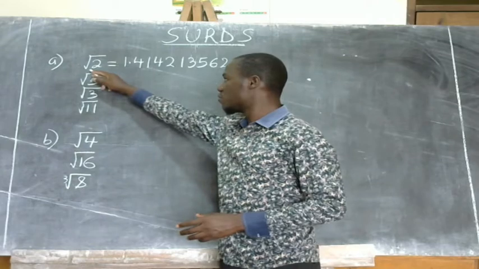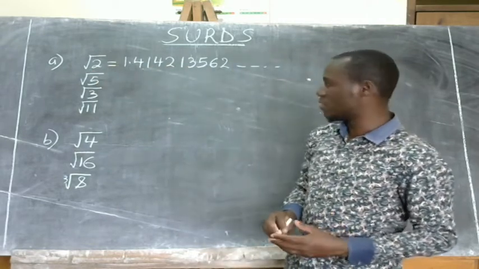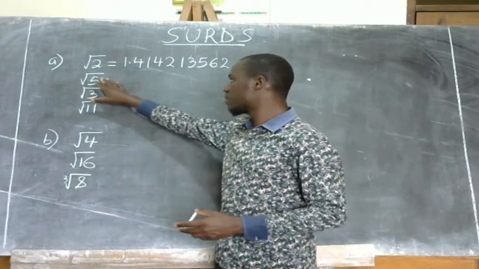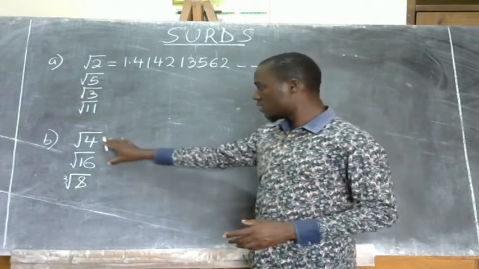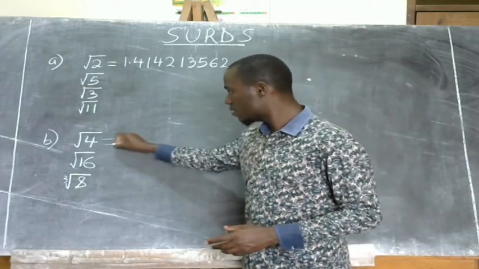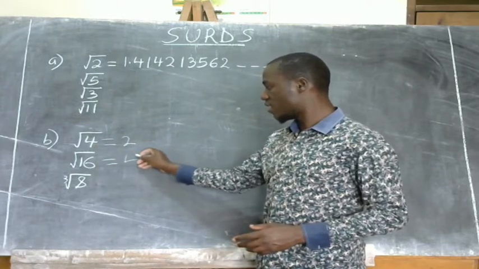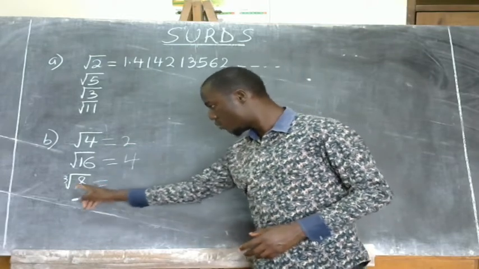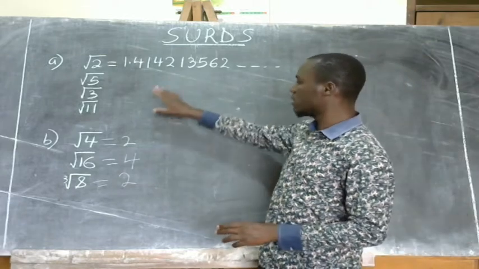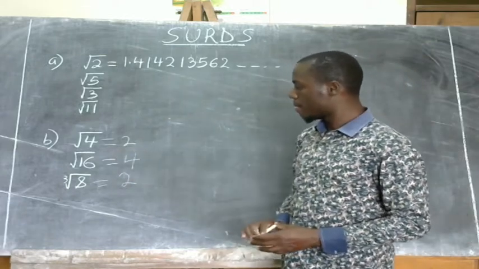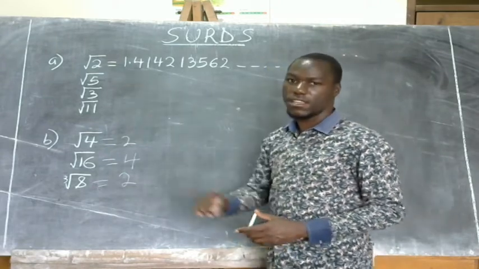When you try to get the root of 2, this is what comes to the display of your calculator. And also when you try to get the roots of these other numbers here. But when you try to get the square root of 4, it is 2, the square root of 16 is 4, the cube root of 8 is 2. So the numbers down here don't qualify to be surds, but these ones here in part A, all of them are surds.